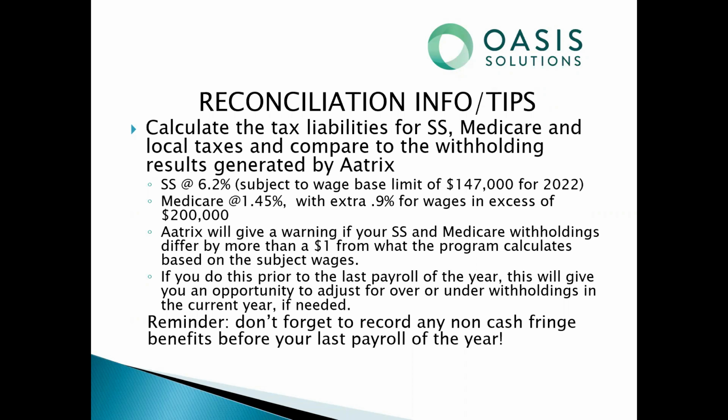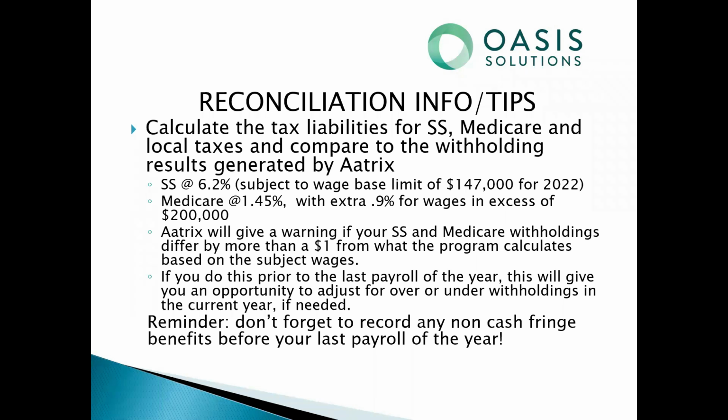Medicare is at 1.45%. And for any earners that exceed $200,000, they have to pay an additional 0.9% for the wages in excess of $200,000. Keep in mind that that extra 0.9% is employee only. So if you're comparing the employee Medicare withholding versus the Medicare calculation that you see for the employer's expense, you might see variances there if you've got earners that exceed $200,000.